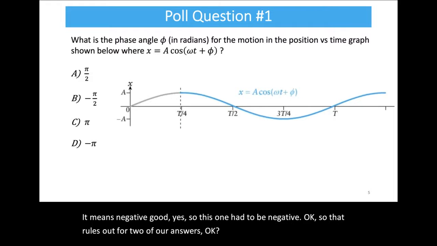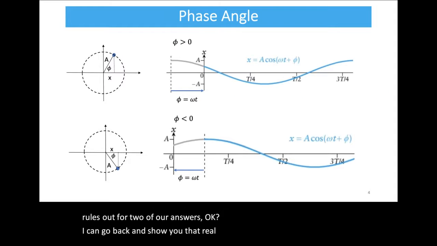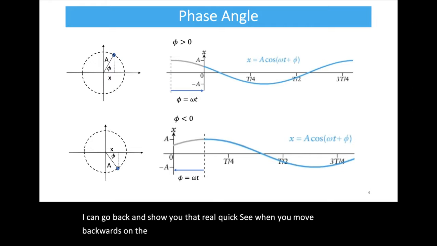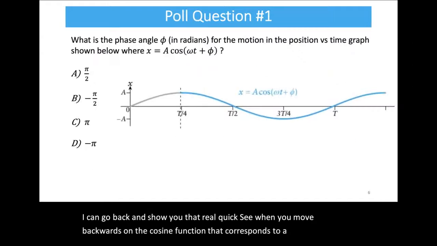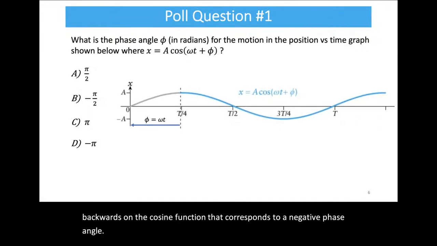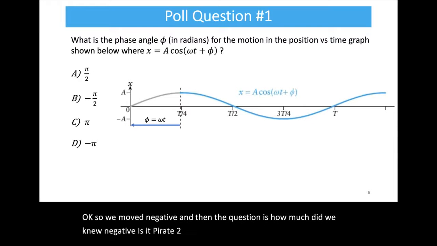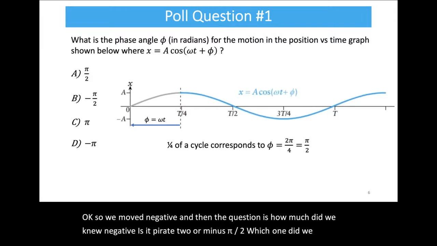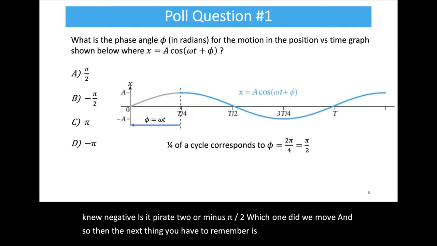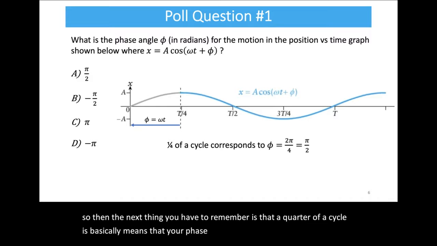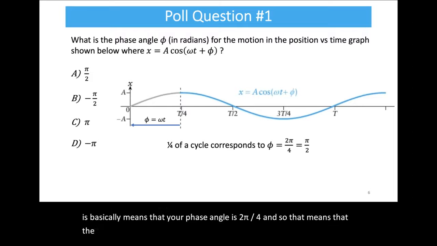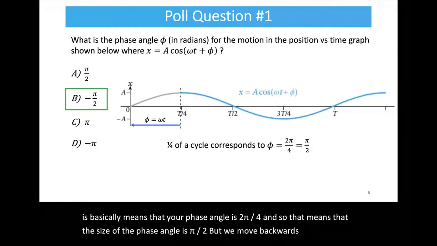Okay, I can go back and show you that real quick. See, when you move backwards on the cosine function, that corresponds to a negative phase angle. Okay, so we moved negative, and then the question is, how much did we move negative? Is it pi over 2 or minus pi over 2? Which one did we move? And so then the next thing you just have to remember is that a quarter of a cycle means that your phase angle is 2 pi divided by 4. And so that means that the size of the phase angle is pi over 2, but we move backwards. So the answer is minus pi over 2.